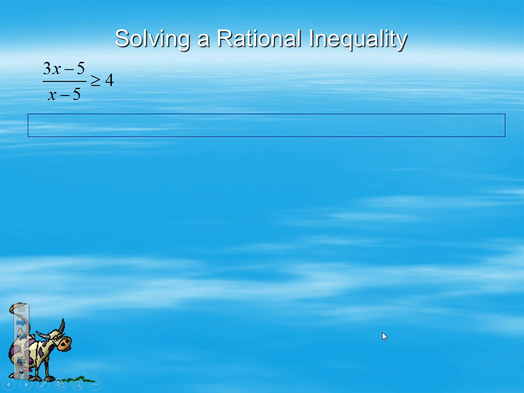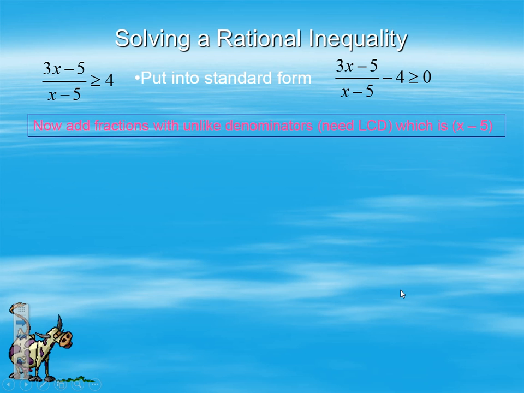So our first example is (3x minus 5) over (x minus 5) is greater than or equal to 4. So first we're going to put that into standard form. And in standard form it will look like this. (3x minus 5) over (x minus 5) minus 4 is greater than or equal to 0. Now we need to add the fraction over here. And to do that, we need to get a common denominator, and our common denominator is x minus 5.